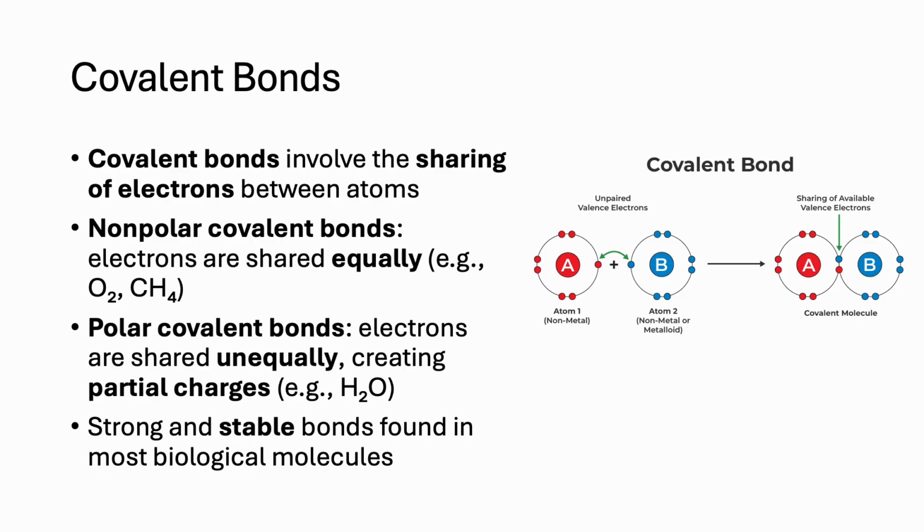The oxygen atom pulls electrons more strongly, making it slightly negative, while the hydrogen atoms are slightly positive. This polarity is essential because it allows water to dissolve many substances and form hydrogen bonds. Covalent bonds give structure to DNA, proteins, carbohydrates, and lipids, the molecules that make life possible.